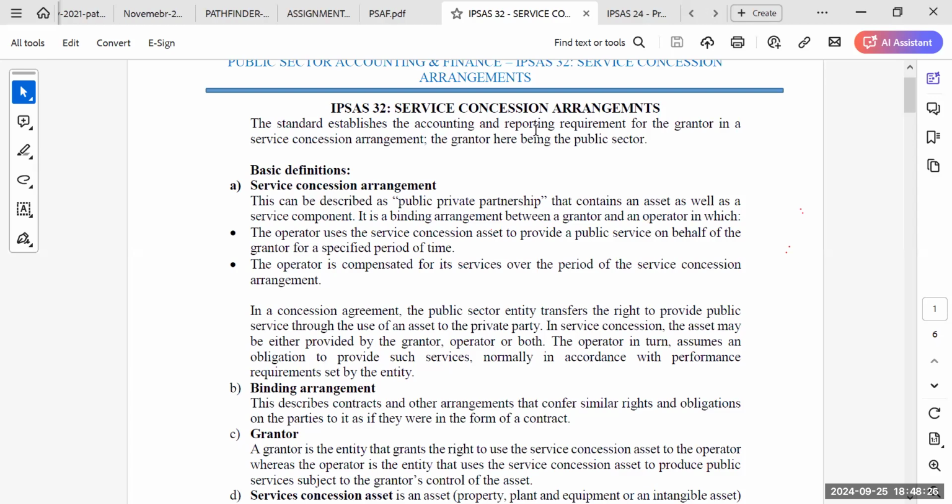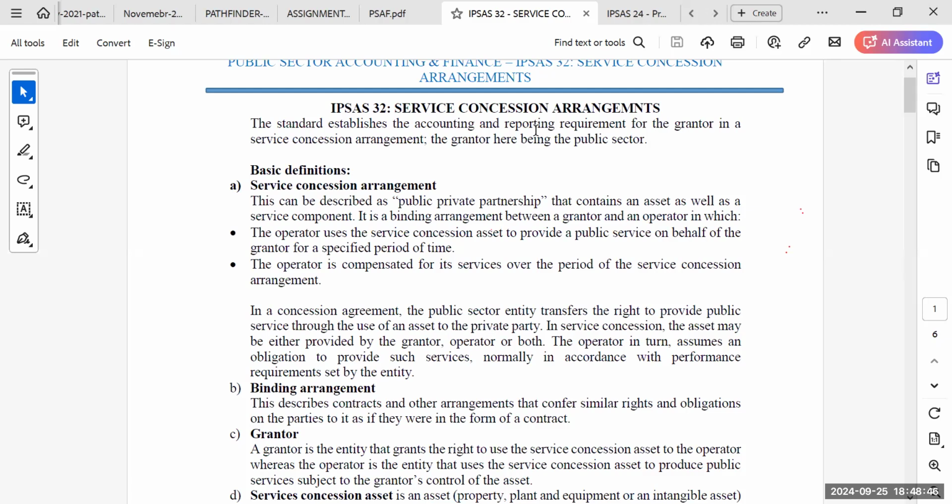Okay, so in a service concession arrangement, the public entity transfers the right to provide public service through the use of an asset to the private party. So we transfer the public service. We can no longer provide it, or we are providing it and we are not doing it effectively.